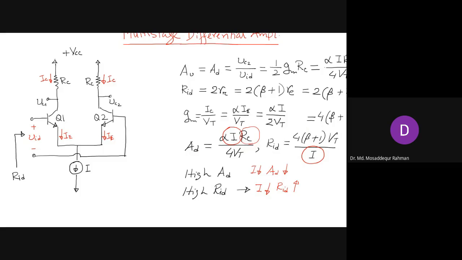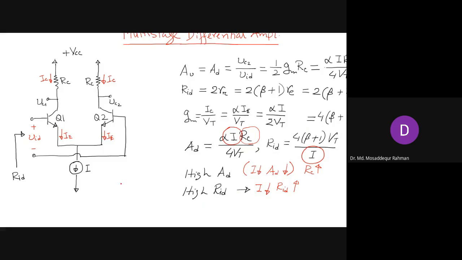Increasing the gain, we can also achieve by RC, so that is another variable. So what we can do, we can reduce the current I, increase RIT, and we can try to increase RC. But that is limited. I mean, to some extent we can do that, not too much.